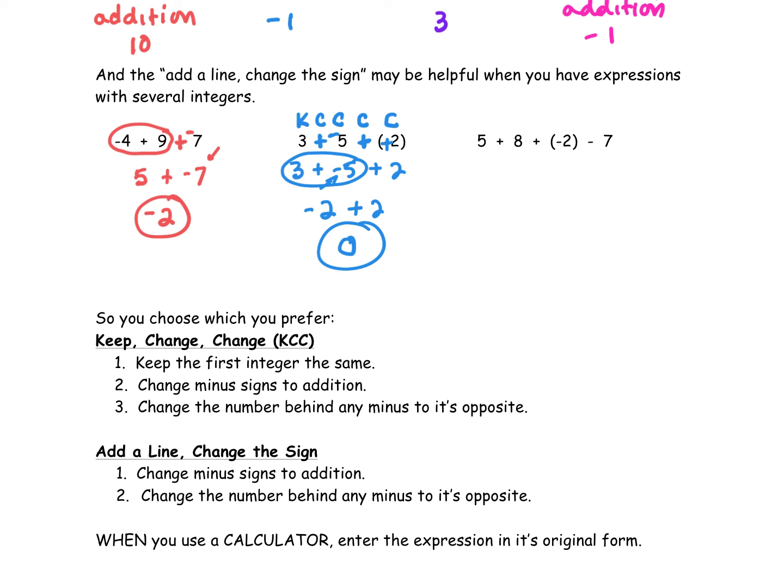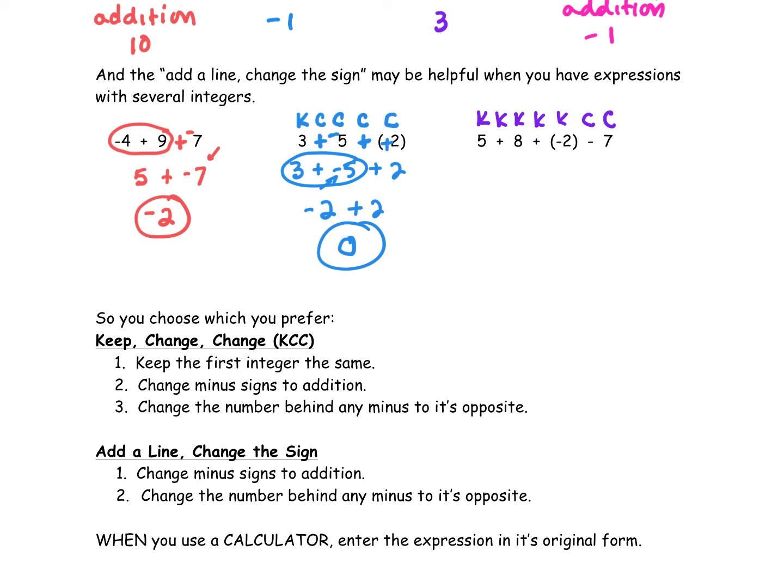This last one, again, if we use keep, change, change, this would look like this. Keep, there's a plus sign, so we keep it. Because it's followed by a plus sign, we keep the 8. We keep this plus sign. We keep this negative 2. And then finally we have a minus sign, so that's what we're going to change, which means we change the number behind it. Again, that looks a little bit daunting.